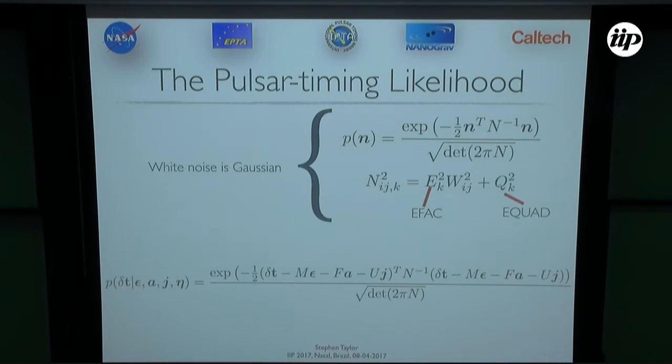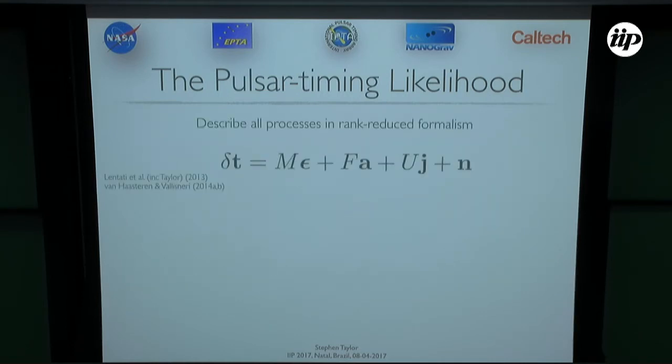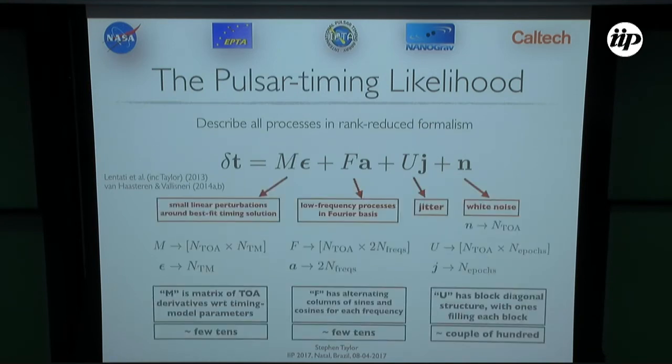We can then replace the factors of n here by subtracting off all of the other processes. So you're just doing n equals delta t minus all of these things.